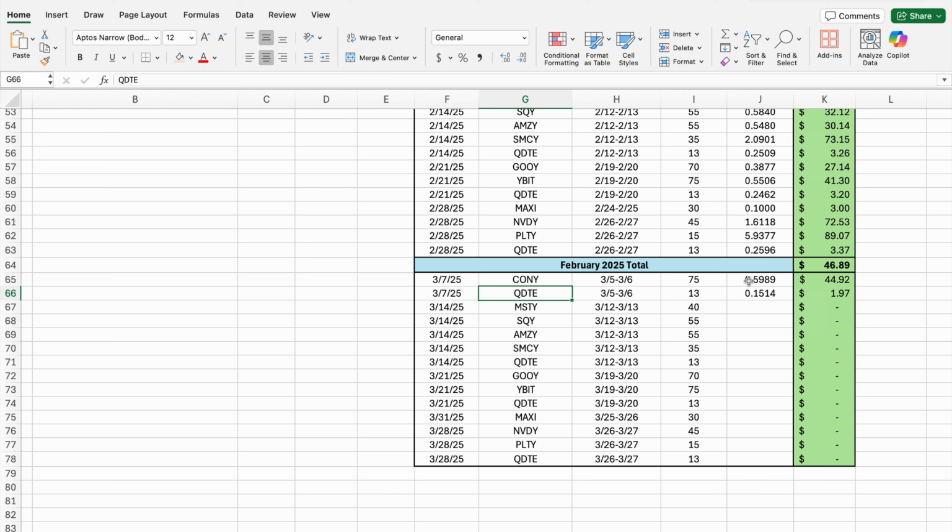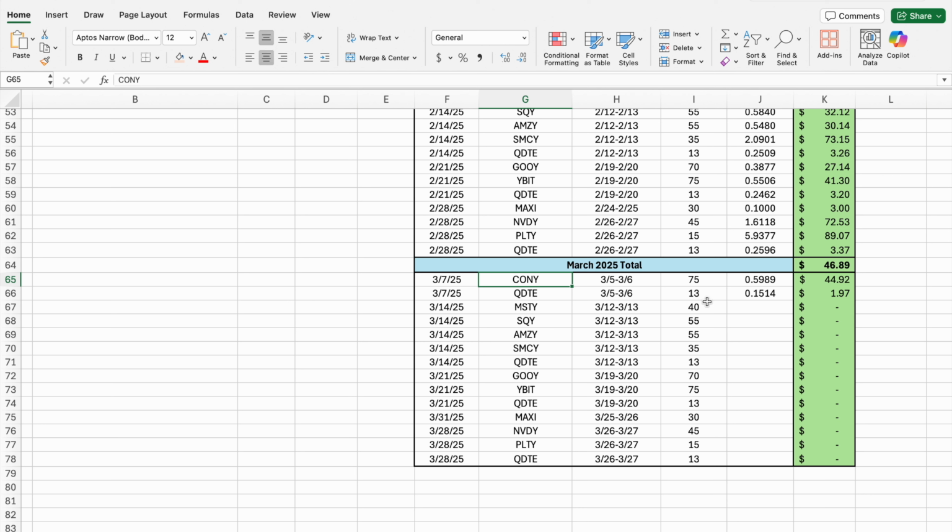So Coney, 59 cents, rounding up to 60 cents per share. We have 75 shares. That gave us $44.92 for our first dividend payment in March. I did not update this title right here, which I will do right now. So March 2025, starting off with that $44.92 payment from Coney.